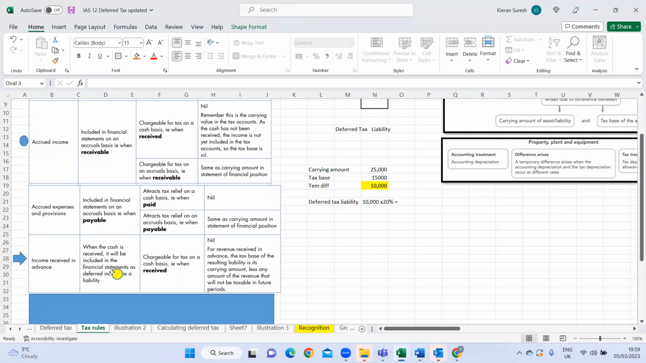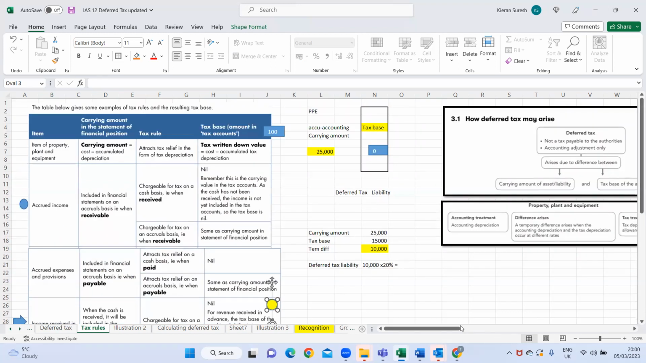But for that deferred income liability, on the tax authorities' books there is no liability. They would record it when they receive cash, so for tax there won't be anything there, right? And so that would create a deferred tax. So these are examples of different ways in which deferred tax could be generated.